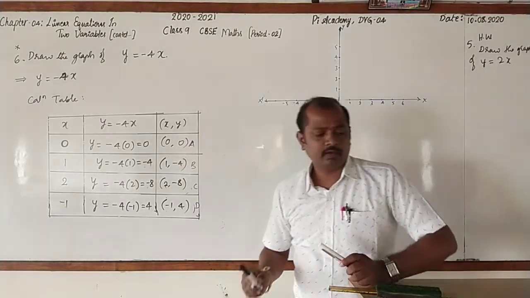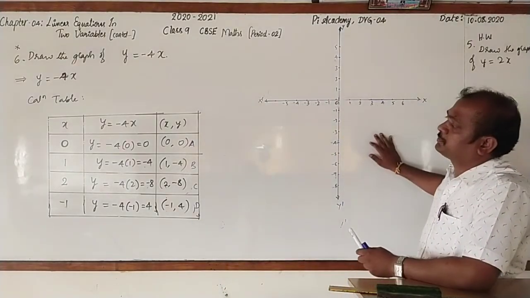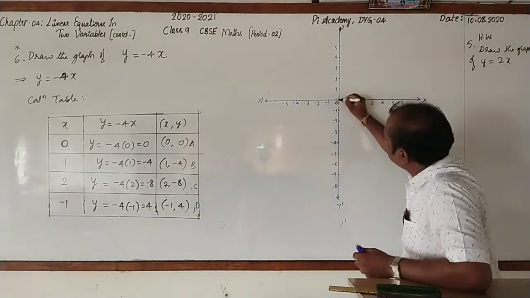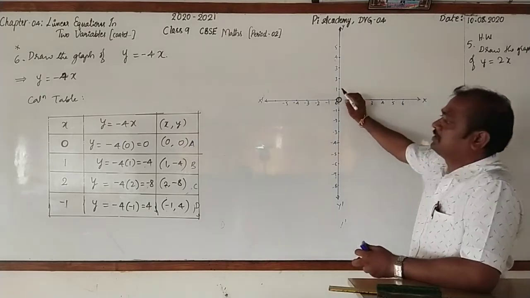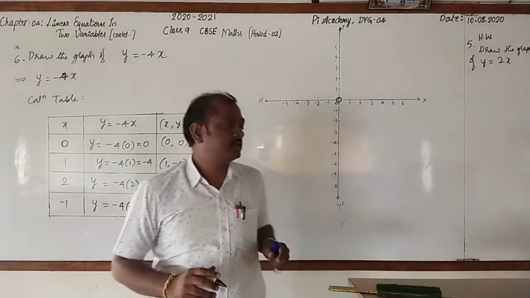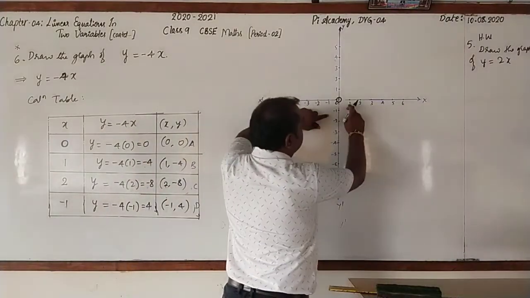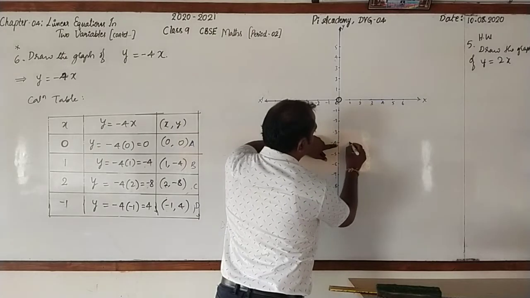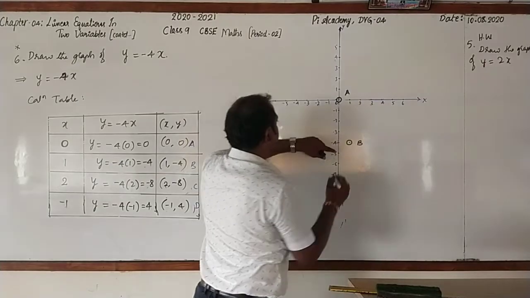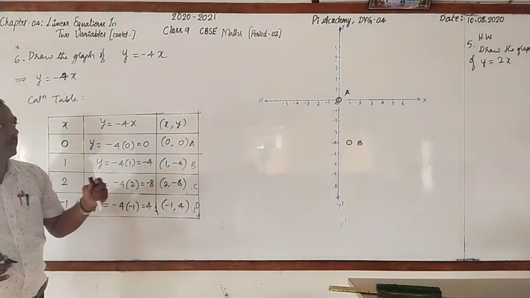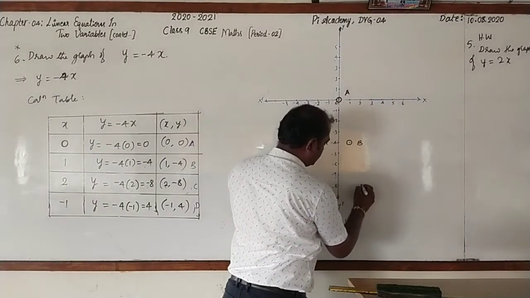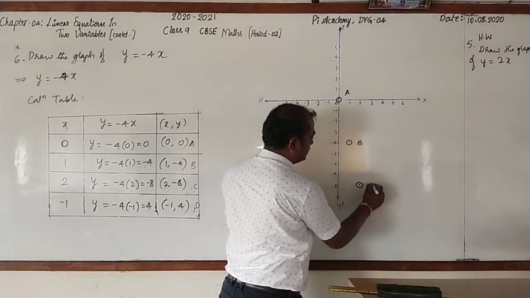Now, let us go for marking them. First point, A. What is that? It is 0 comma 0. See that, 0 comma 0. That comes here. Next, B. It is 1 comma minus 4. When x is 1, y is minus 4. The point comes here. It is A and this is B. Next, 2 comma minus 8. When x is 2, y is minus 8. That 8 is here. C.